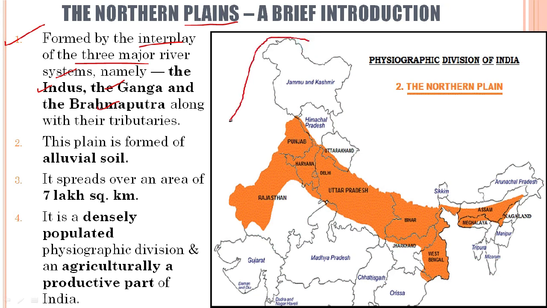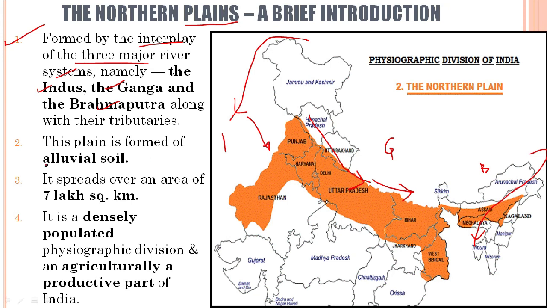Here you can see the Indus flowing like this. So this plain is formed by the Indus. Then here you can see the Ganga basin, and here you can see the Brahmaputra basin. So this is I, this is G, and this one is B. So basically these plains are formed by the interplay of three major river systems named as Indus, Ganga and Brahmaputra.